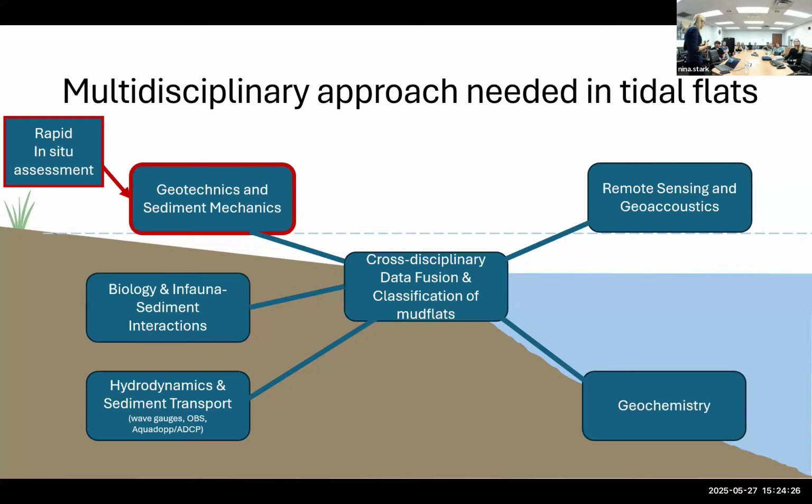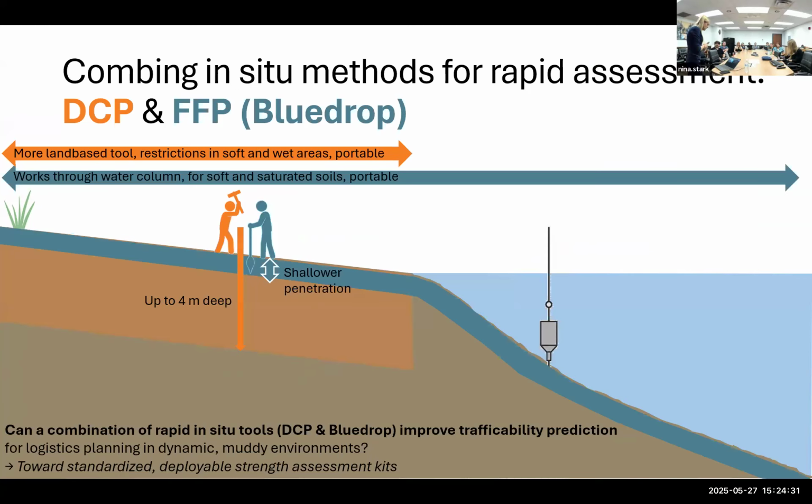The first one is about rapid in situ assessment using geotechnical methods. I would like to combine in the future in situ methods for rapid assessment, like combining DCP methods with the Blue Drop from NINA, because the Blue Drop is a very nice instrument that shows how rapid assessment could work. It's easily handleable, portable, and useful for different environments like muddy areas, but you can also apply it on the beach.